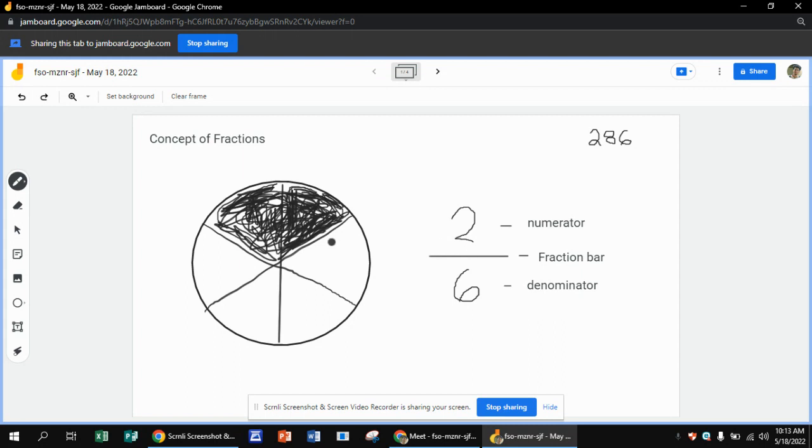So in this fraction, we have a numerator, a fraction bar, and the denominator. In this part, we have 2 over 6. How can we read this one? We can read this as 2/6 or also 2 over 6. So how can you read this one?